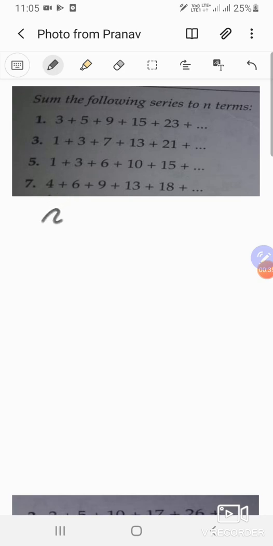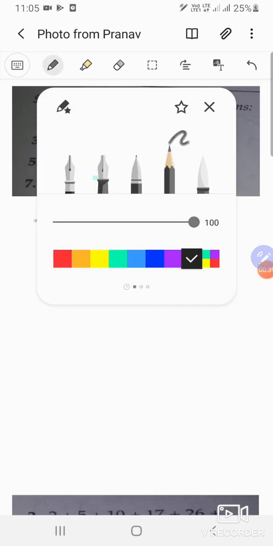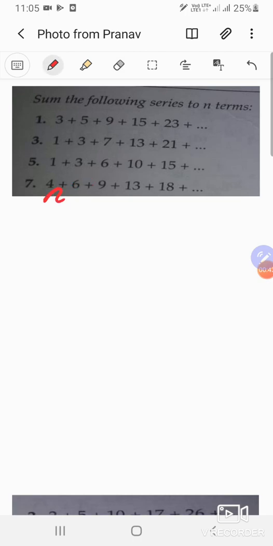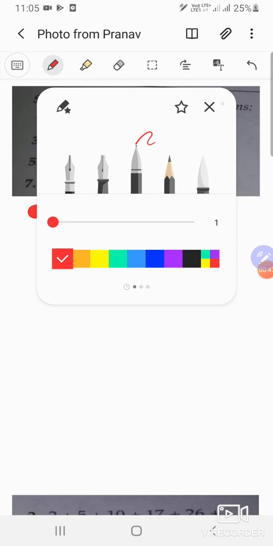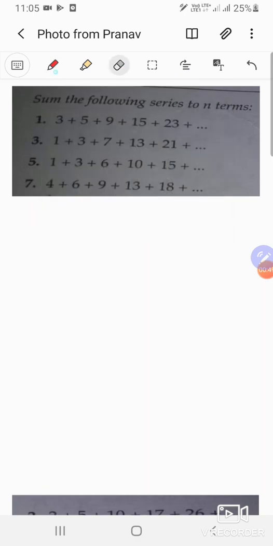Alright. So T1 is 3. T2 is 5. T3 is 9. And then T4 is 15, and it keeps on going like that.